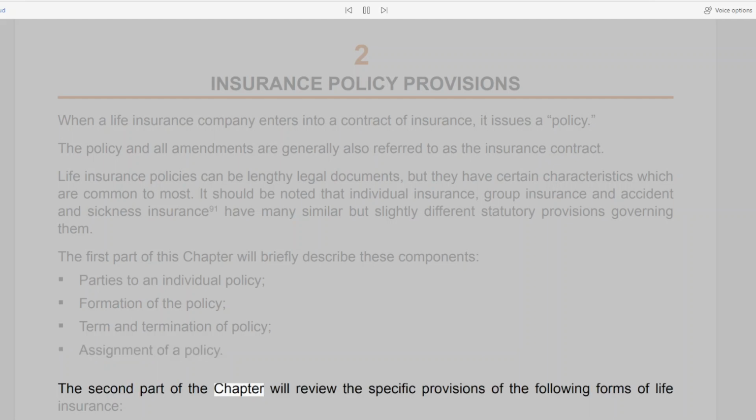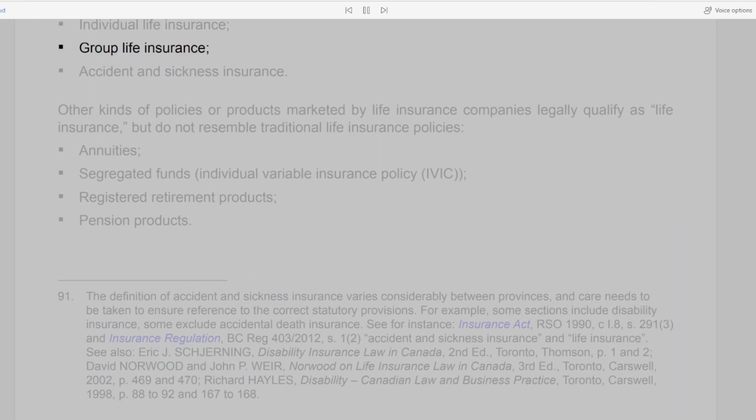The second part of the chapter will review the specific provisions of the following forms of life insurance: individual life insurance, group life insurance, accident and sickness insurance. Other kinds of policies or products marketed by life insurance companies legally qualify as life insurance, but do not resemble traditional life insurance policies: annuities, segregated funds, individual variable insurance contract, IVIC, registered retirement products, pension products.